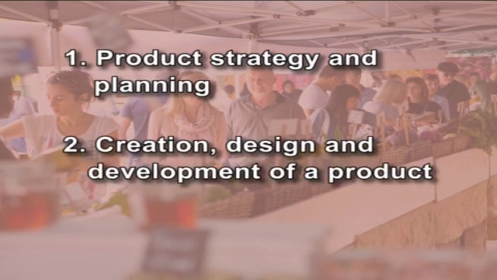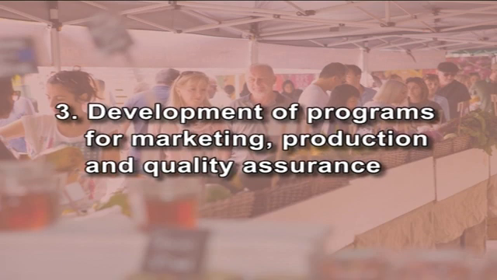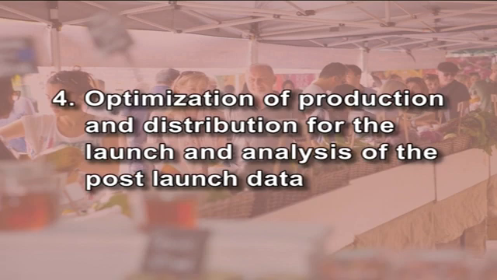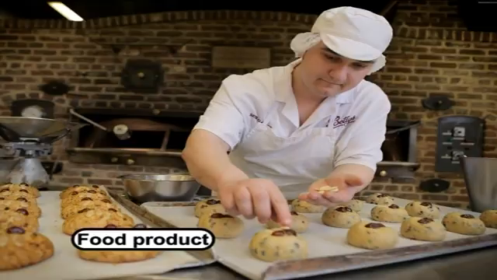Creation, design and development of a product. 3. Development of programs for marketing, production and quality assurance. And 4. Optimization of production and distribution for the launch and analysis of the post-launch data. The details of each of these stages vary as per the food product, but each stage has activities that lead to outcomes based on which decision by the management of the company is made.